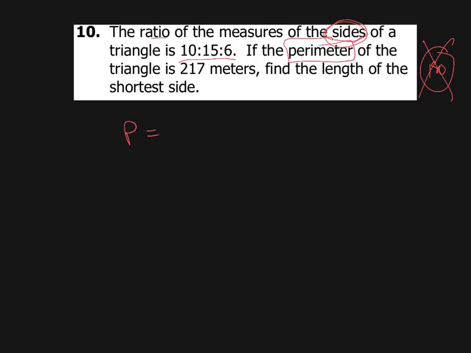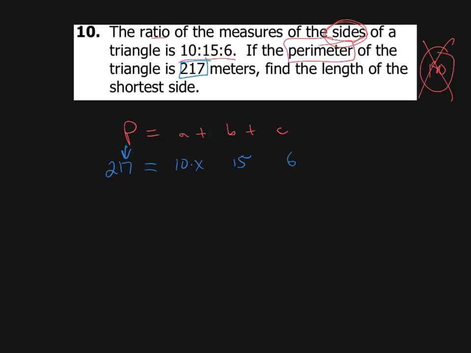Well, the perimeter of a triangle is the length of side A plus the length of side B plus the length of side C equals the perimeter. Now, it states that the perimeter is 217 meters. So 217 goes in place for the perimeter. And I know that I have the lengths of sides in proportion, or in ratio, I should say, of 10, 15, 6, an extended ratio.